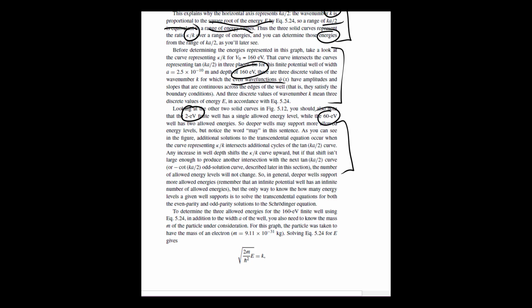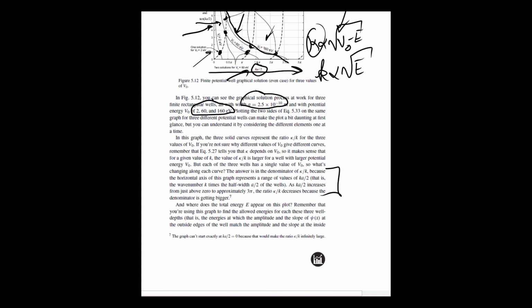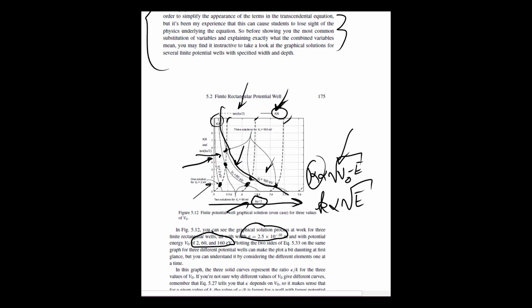But I try to be really careful and use the word may here because you have to understand that if you just increase the depth of the well, let's say from 2 eV to 3 eV, that would be another curve there, you wouldn't get any additional solutions. Why not? Because in order to get another solution, you have to hit this next tangent Ka over 2 curve. So just increasing the well depth a little bit isn't going to do it. Only when we increase it enough that we get another intersection is there going to be another solution.